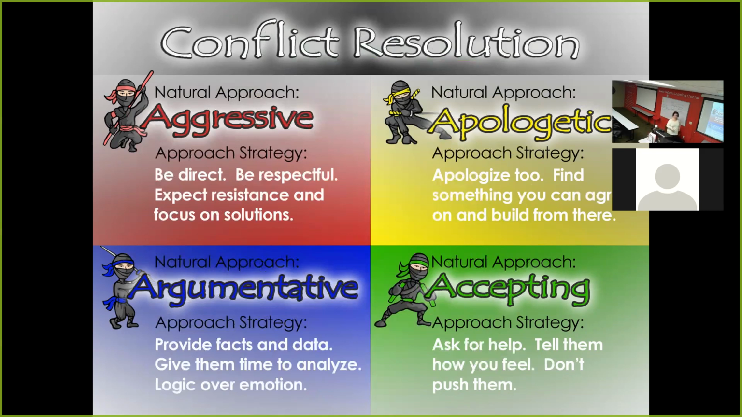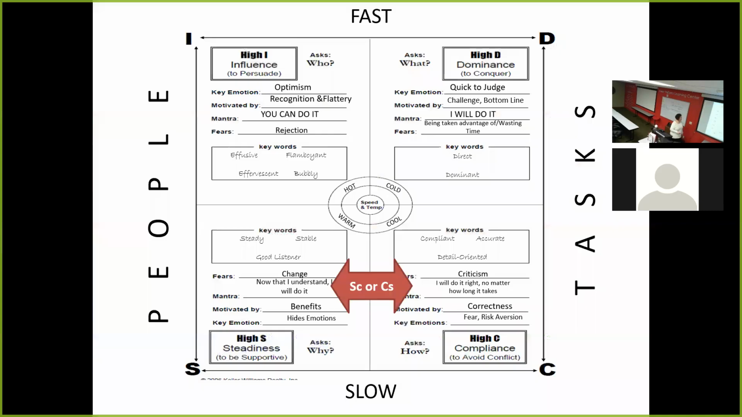Last one, C's. Why are they argumentative? We're not argumentative. Right. I have the facts, and I know you're a D and you're an idiot. So we're going to argue over the facts. So when you're going into them, provide facts and data. Give them time to analyze the data you've provided and go with logic over emotion. You're never going to win a C by trying to play to their emotions because their emotions don't matter. They have them, they just don't apply right now. Right? This is the way it's going to work. So there's your conflict resolution.